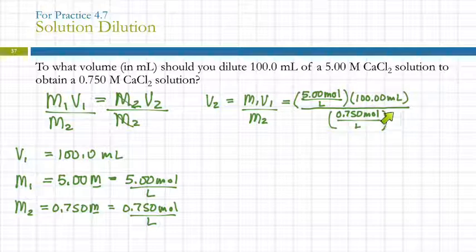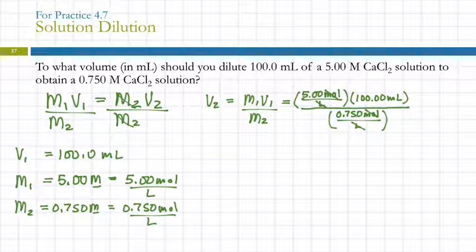Now this milliliter here isn't going to cancel the liter there. But maybe it's not going to be a problem, because let's look at what's happening with the units. Here I've got moles per liter in the numerator and moles per liter in the denominator. Both the moles and the liters are going to cancel each other out. The moles cancel, the liters cancel, and I'm left with milliliters, which is really nice because that's what they're asking for. They want the volume in milliliters.